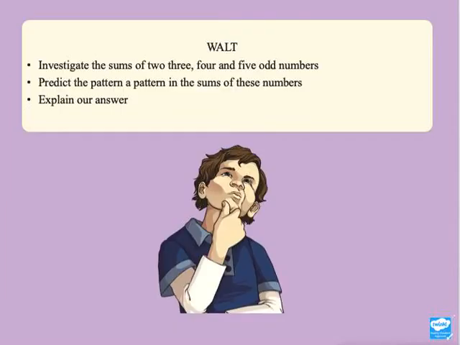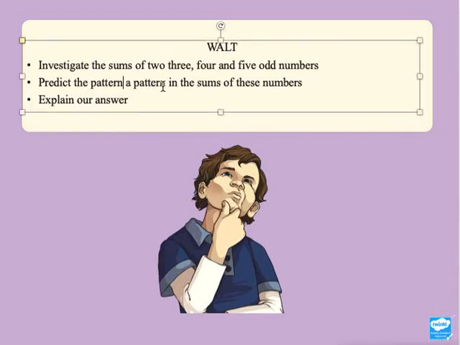So today what we're going to be looking at is something very similar, boys. We are learning to investigate the sums of 2, 3, 4 and 5 odd numbers. So we're only looking at odd numbers today, boys. We're going to add 2 together. We're going to add 3 odd numbers, 4 odd numbers and 5 odd numbers. We are learning to predict the pattern in the sums of these numbers.